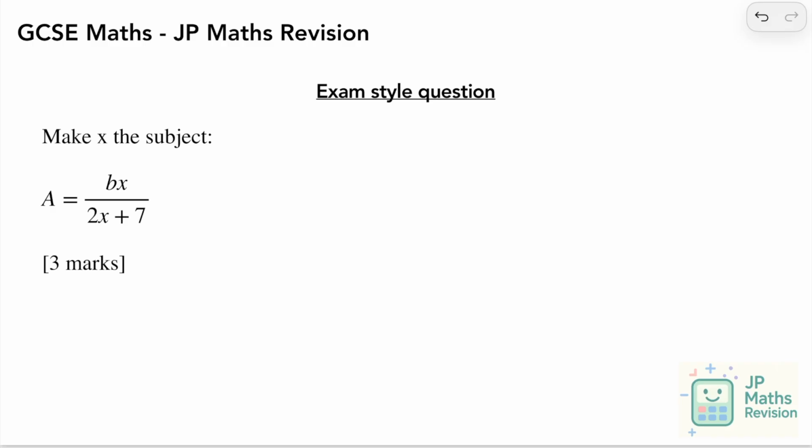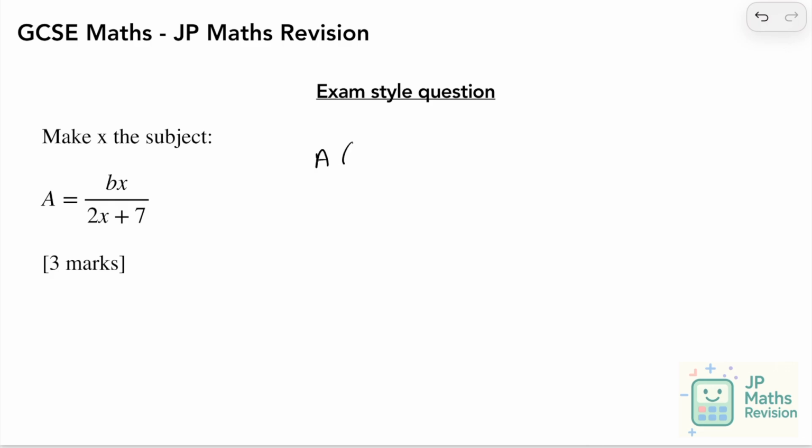So here's an exam style question on this topic. We need to make x the subject. We have a equals bx over 2x plus 7 and it's worth 3 marks. To get x by itself here, again we have a fraction, so I'm going to get rid of the fraction first, so I'm going to multiply both sides by 2x plus 7.